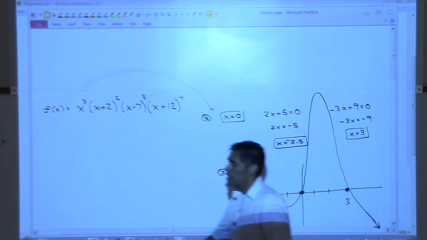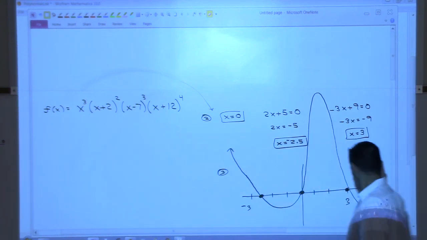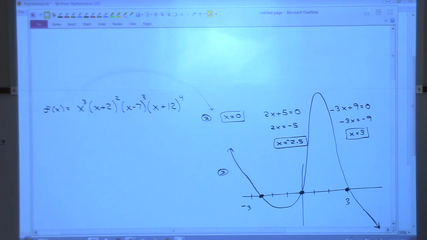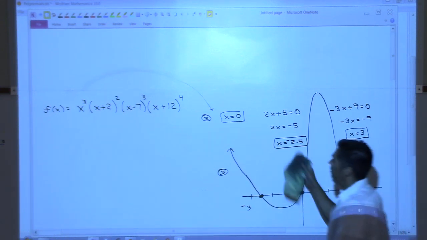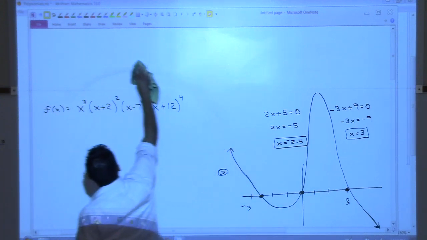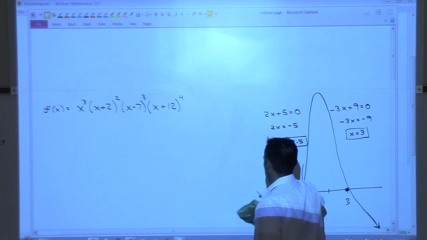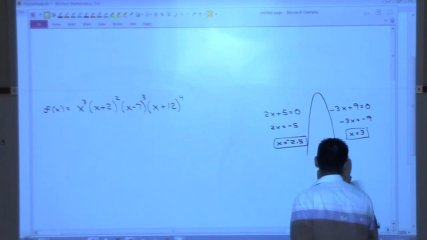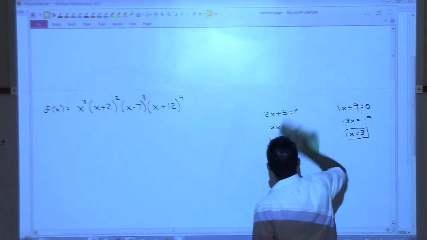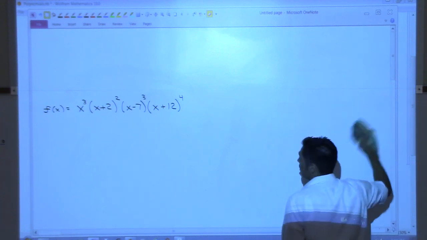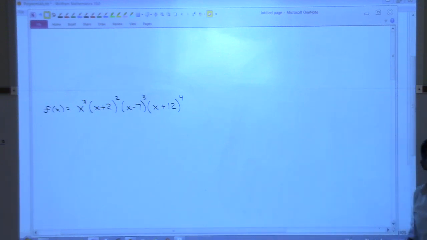So this one is already factored, right? So we're happy about that, but we have to determine the left and right hand behavior, which means we need to use the leading coefficient test. We need to figure out the leading coefficient. Now, I said this was a little tricky, and that's because you've got some bigger numbers up there on those powers, don't you?